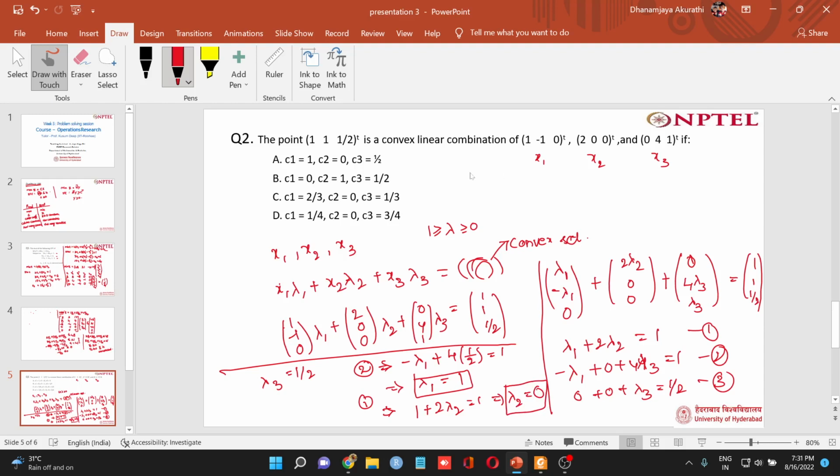Which option is involved here? Here they have given C1, C2, C3. You consider lambda 1, lambda 2, lambda 3. So for the first option, lambda 1 is 1, lambda 2 is 0 and lambda 3 is half. Yes, this is the right option.